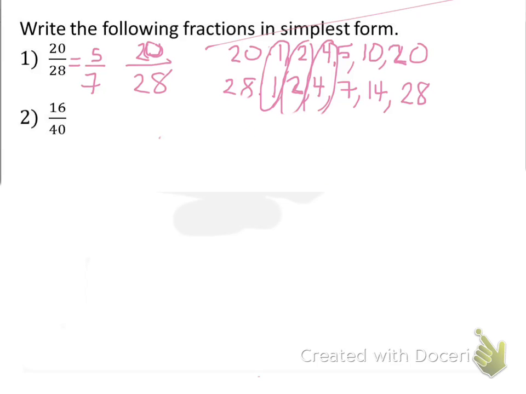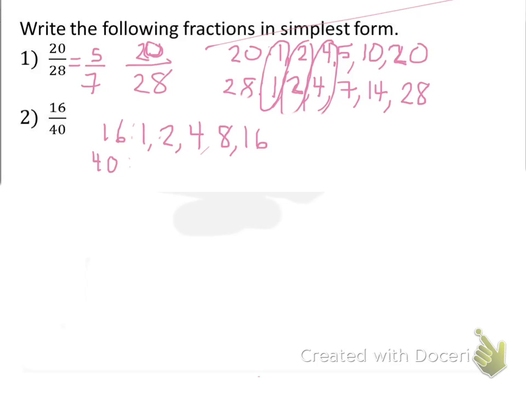Okay, again, my first step to find the simplest form of 16/40 is to find my factors, my greatest common factor. Again, I'm going to use the listing factors method. 16 divisible by 1, yes. 2, yes. 4, 8, and then lastly 16. 40.